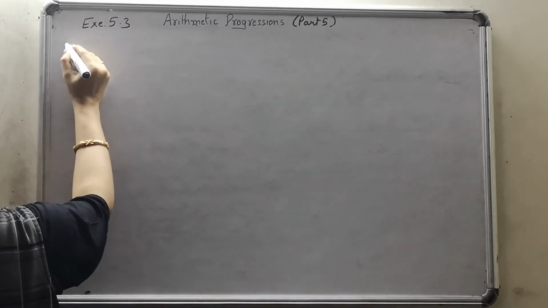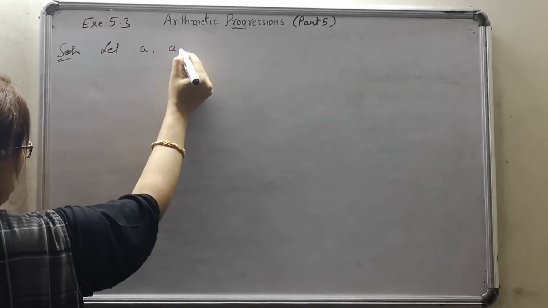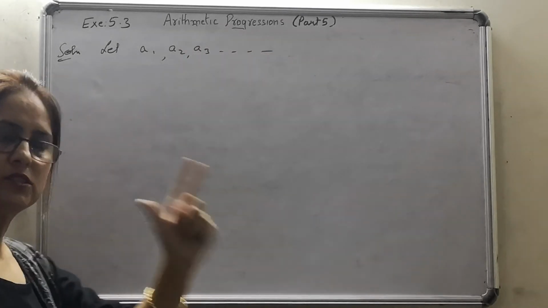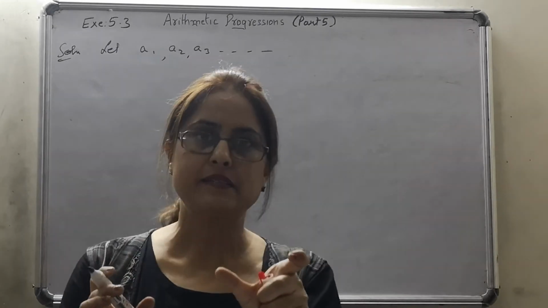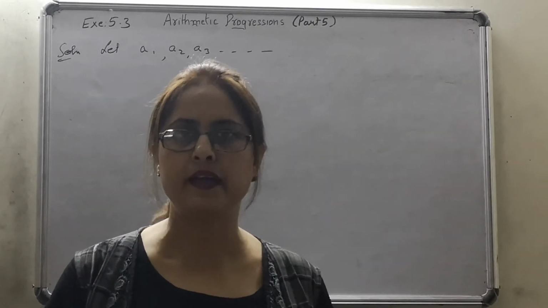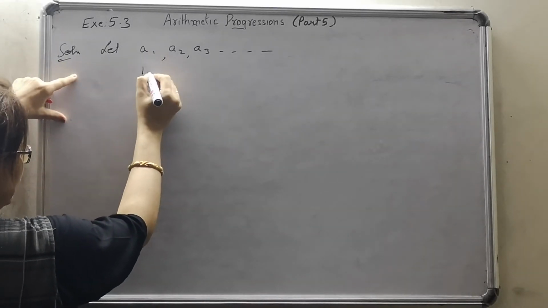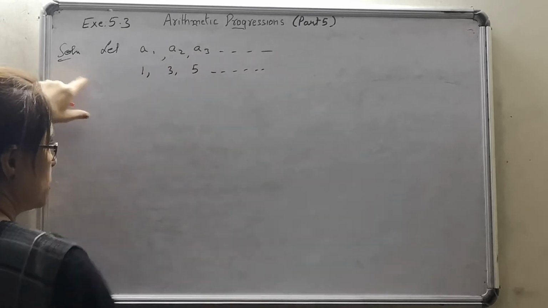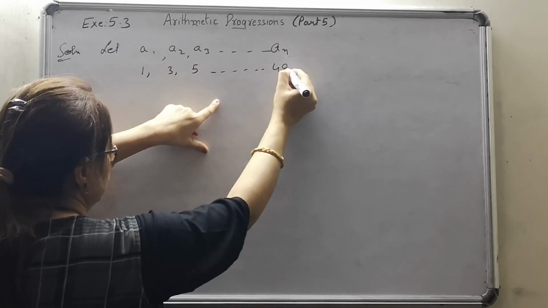So solution, let A1, A2, A3 and so on is equal to. हमें 0 और 50 के बीच में odd numbers लेने हैं. When the word between is there, it means extremes are not counted. ना हमें 0 लेना है ना 50 लेना है. Basically ये odd numbers लेंगे. So we have 1, 3, 5 और 50 से पहले कौन सा odd number होता है? 49. So An is 49.